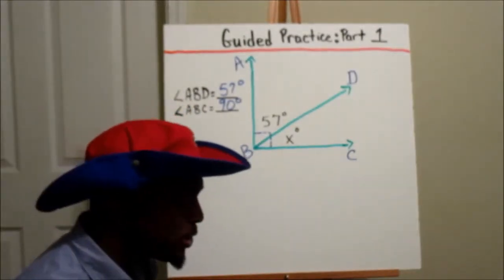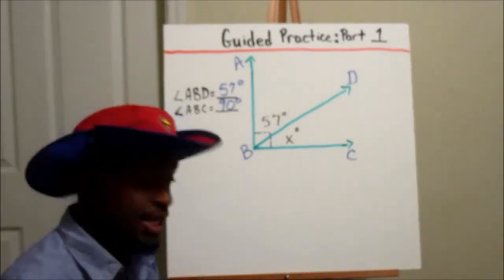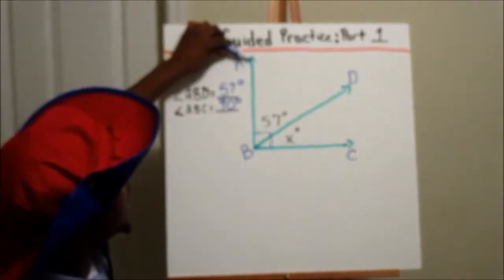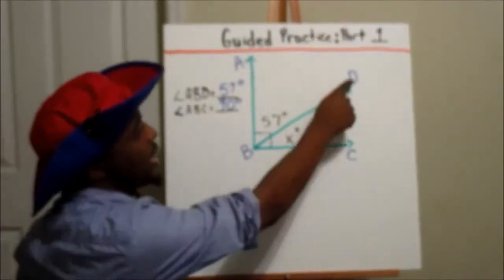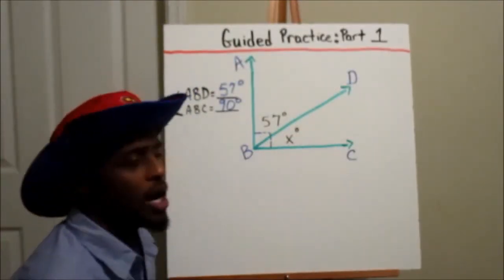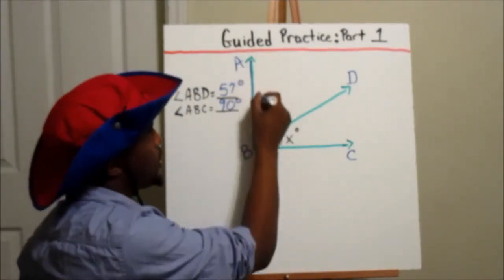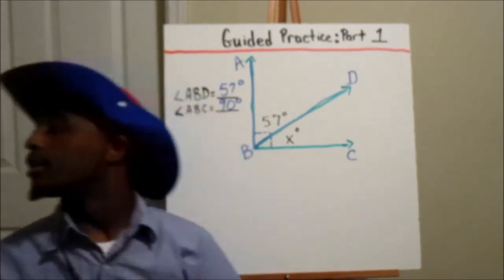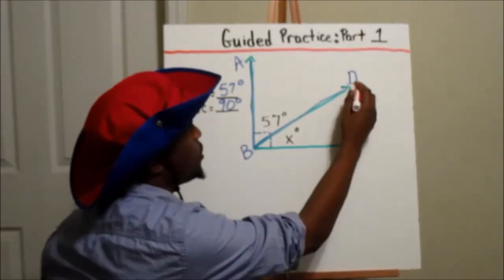Alright, question number 3, and I'm not going to write this down, so you need to jot it down on your guided practice sheet. It says, what is the relationship between angles ABD and angle DBC? Alright, so if we look at those two angles, ABD, that's one of the angles, and I'll use a different color. Angle DBC.